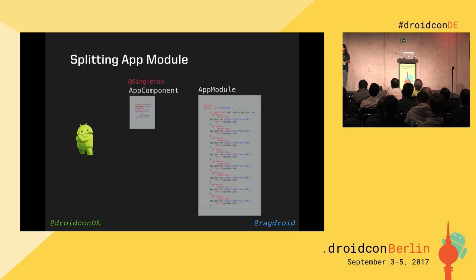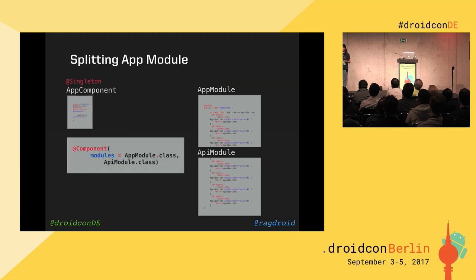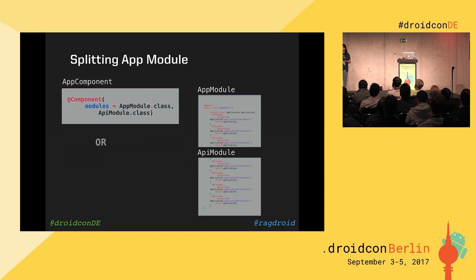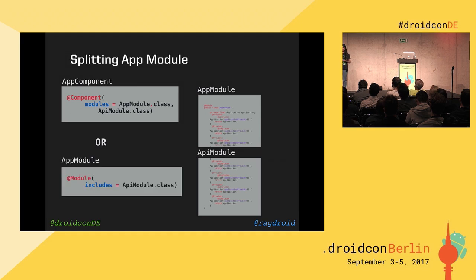You had this God app module. What you can do is firstly split the app module into app module and API module. So all your API dependencies will go into the API module, and the rest of the dependencies will go into the app module. And how can you do this? Within the @Component annotation, you can specify both the modules, app module and API module, or you can also use includes and include that particular API module into the app module.